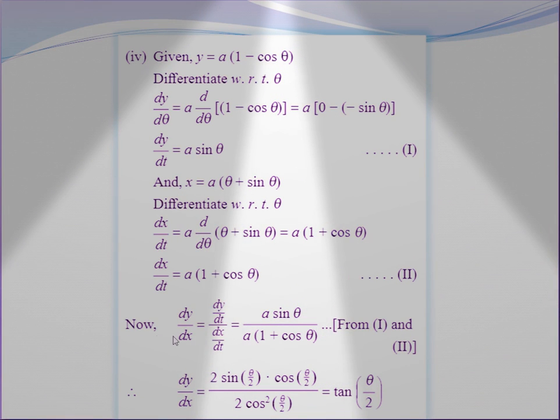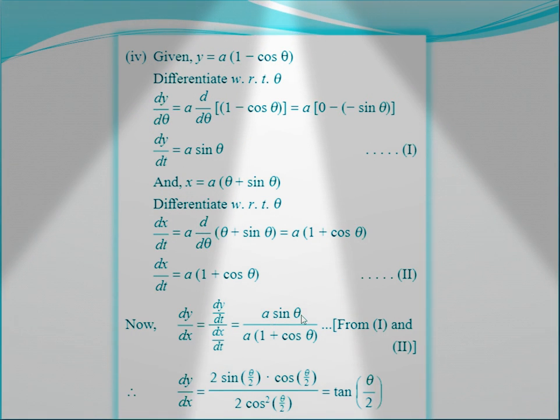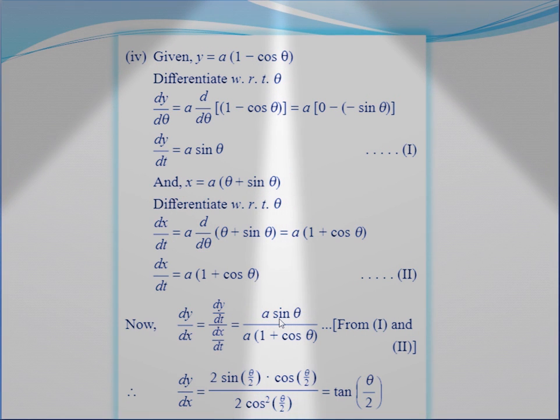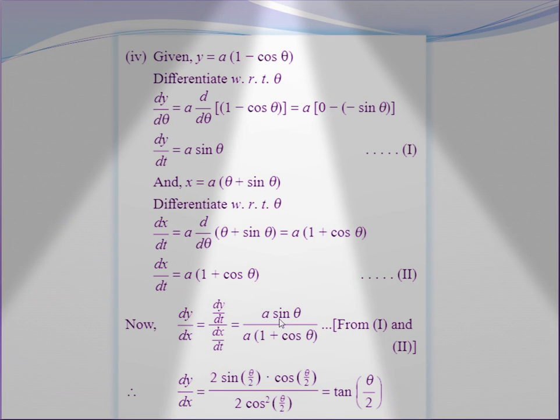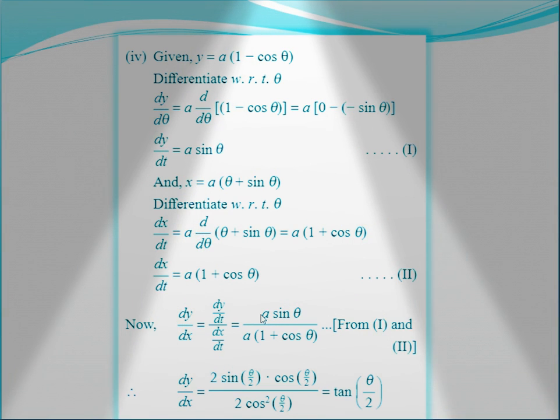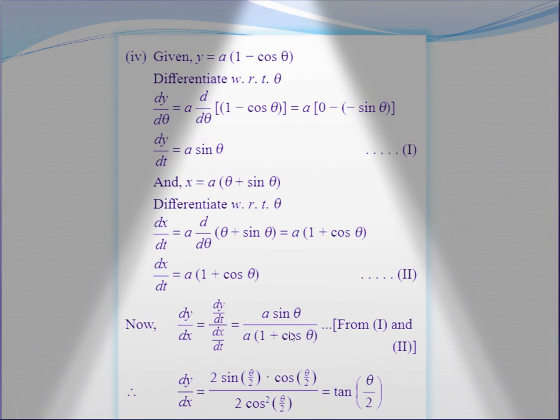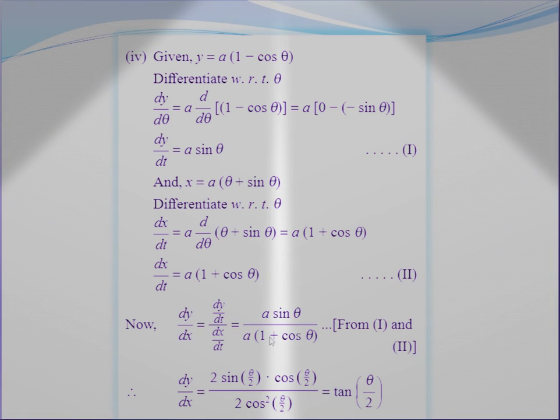Now we know that again the parametric rule is dy upon dx is equal to dy upon dt upon dx upon dt. Now putting the values of dy upon d theta and dx upon d theta from equations first and second, we get dy upon dx equal to a into sin theta upon a into (1 plus cos theta). Now here a upon a cancels out, remains only dy upon dx equal to sin theta upon 1 plus cos theta.